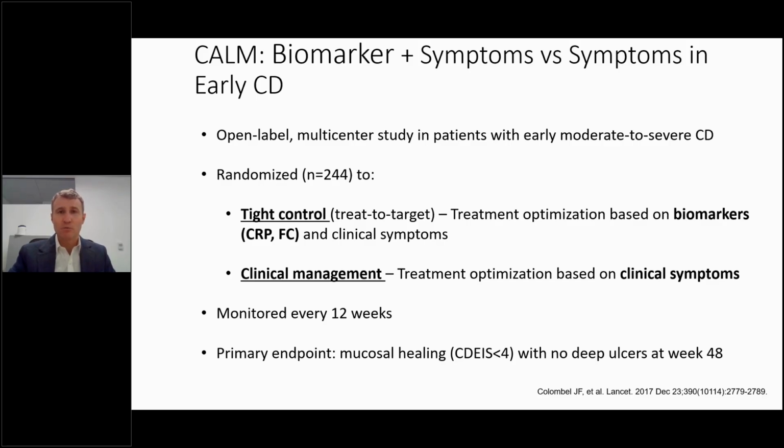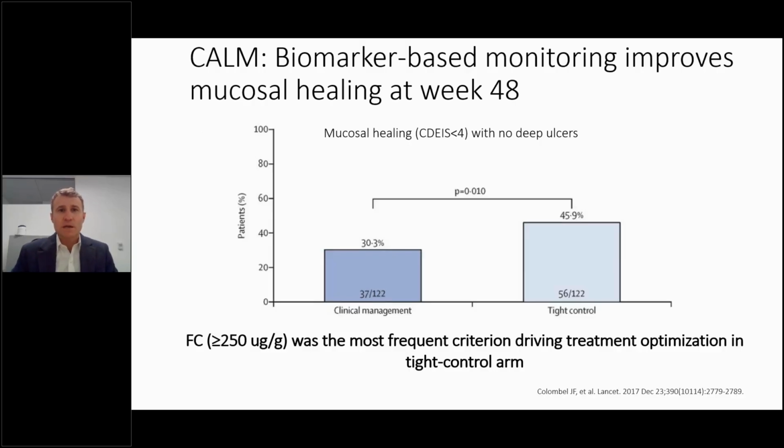Individuals were monitored every 12 weeks, and the primary outcome at 1 year was mucosal healing, which included an endoscopic score less than 4 and no deep ulcers on colonoscopy. And what the CALM study critically showed us is that incorporating biomarkers into our routine clinical assessments does improve mucosal healing rates at 1 year, and likely, as I told you before, changes that long-term course of an individual with Crohn's disease. When they did a deep dive on what the indications were for treatment adjustments in the treat to target arm, they found that fecal calprotectin was actually the most frequent indication for treatment adjustment in that arm.